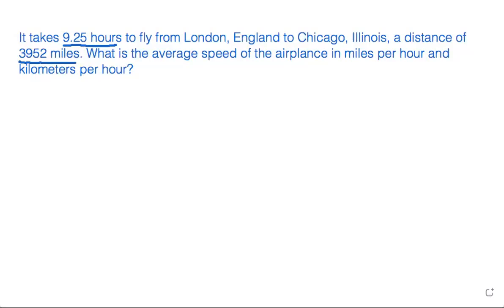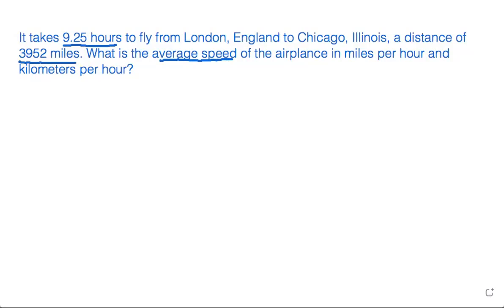So this problem says it takes 9.25 hours to fly from London, England to Chicago, Illinois at a distance of 3,952 miles. What is the average speed of the airplane in miles per hour and kilometers per hour?